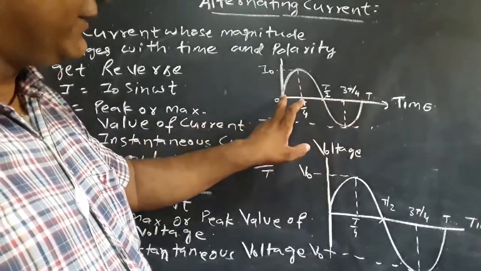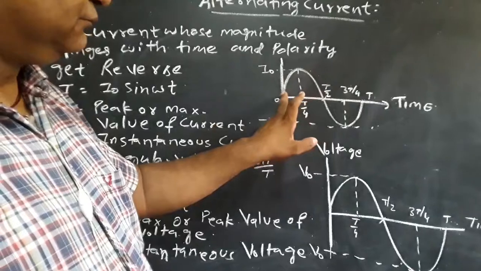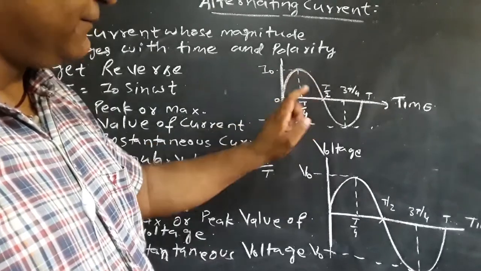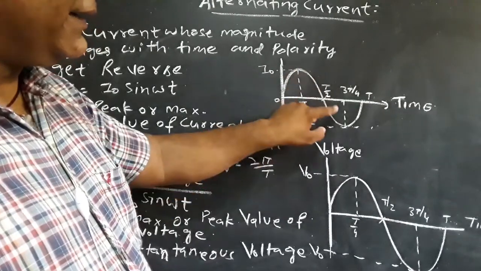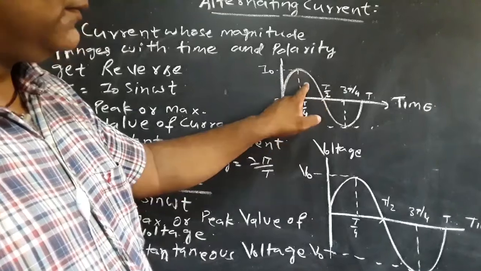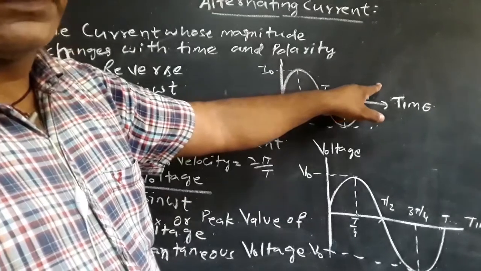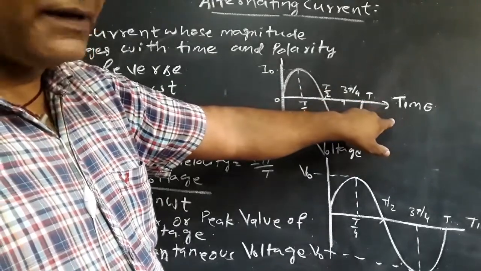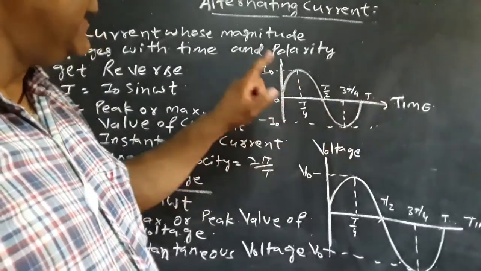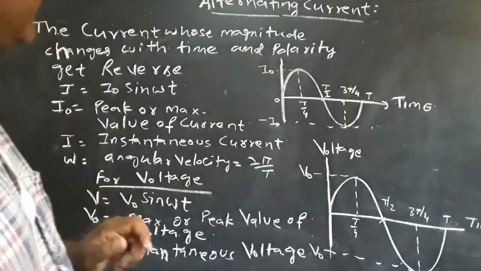Current whose magnitude changes with the time, magnitude changes and polarity gets reversed. After half time it becomes negative, then after half it becomes positive, after half it becomes negative. Then we can say that polarity gets reversed.